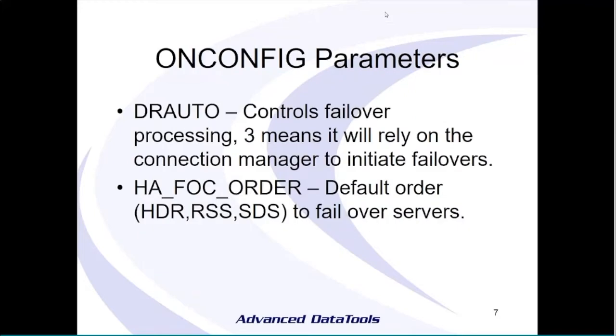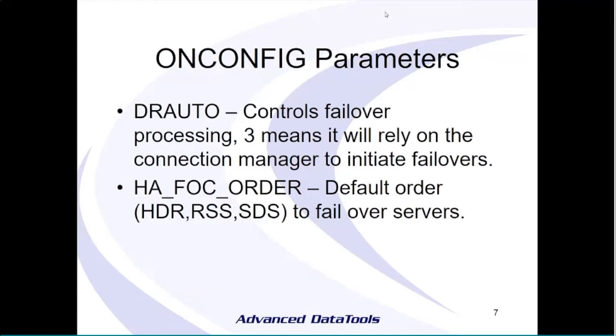So there's a few ONCONFIG parameters that matter for this. The first one is DRAUTO. If using HDR, you're probably familiar with this already. This is how in an HDR environment you handle failover. By default, it's always been 0, 1, and 2. So 0 is there's no automatic failover. 1 and 2 are on the different levels. When they introduced Connection Manager, they added 3. If you have 3 set, it'll actually trust the Connection Manager to tell it when to failover.